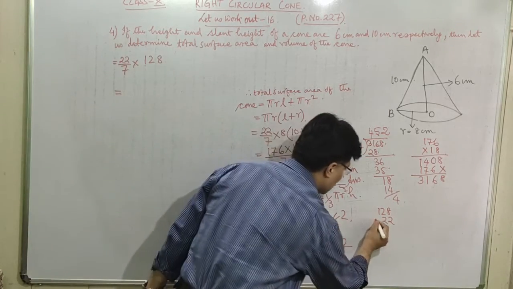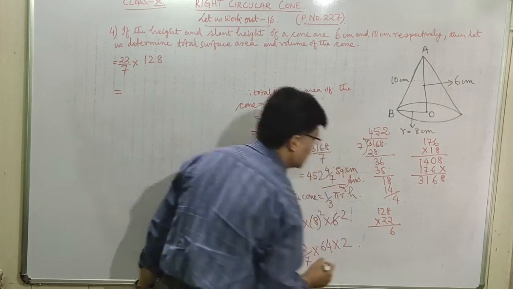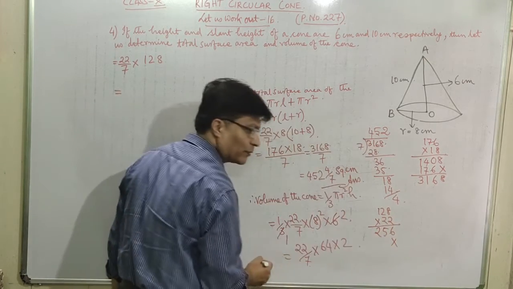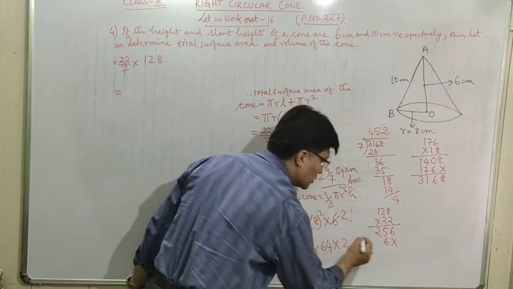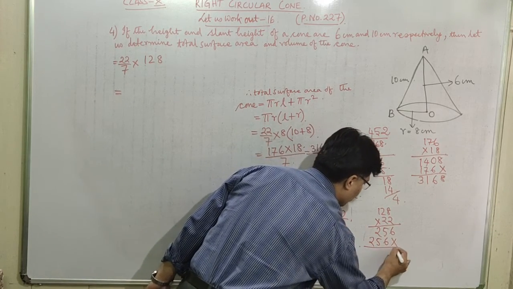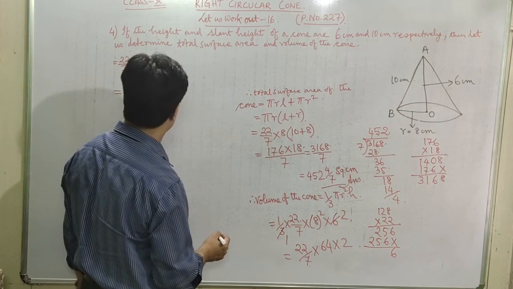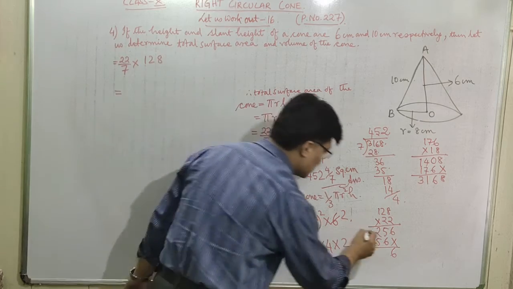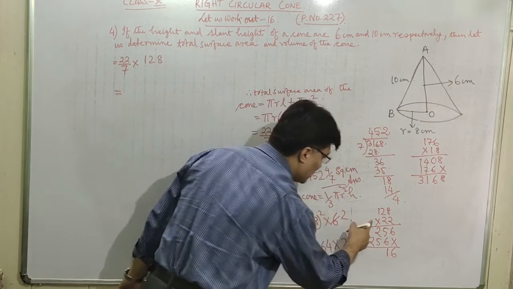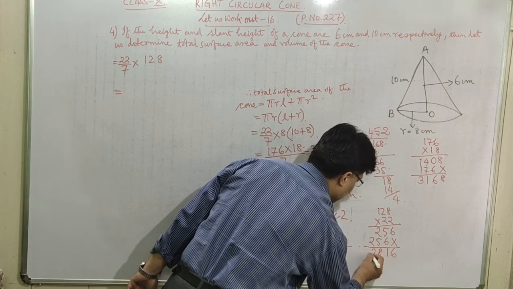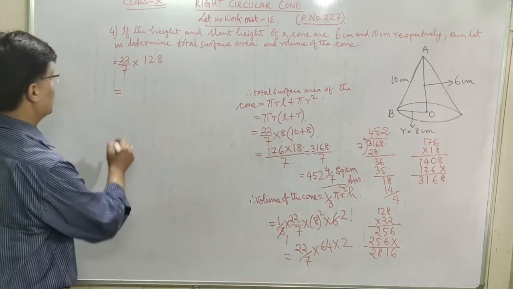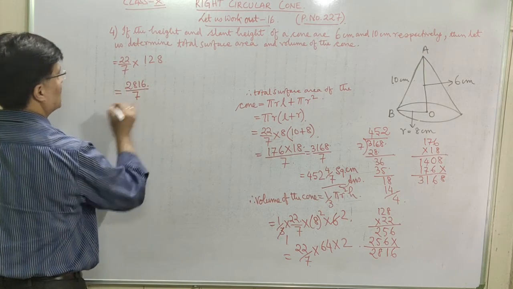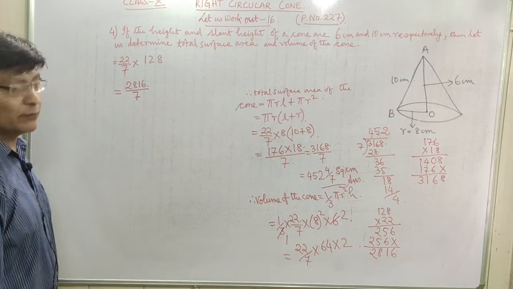So 2 8s are 16, 6, 1. 2 2s are 4 plus 1 is 5. 2 1s are 2. Again, 2 8s are 16, 6. 2 2s are 4 plus 1 is 5. 2 1s are 2. Is that clear? I think you have understood it. Okay, so 6 plus 5 is 11, 1 1. 2 plus 1 is 3 plus 5 is 8. Then it is 2. So it is 2816. So this is 2816 divided by 7.